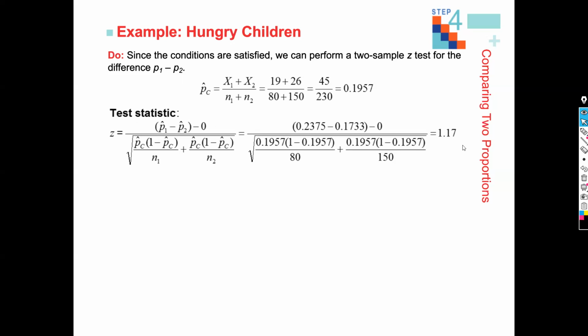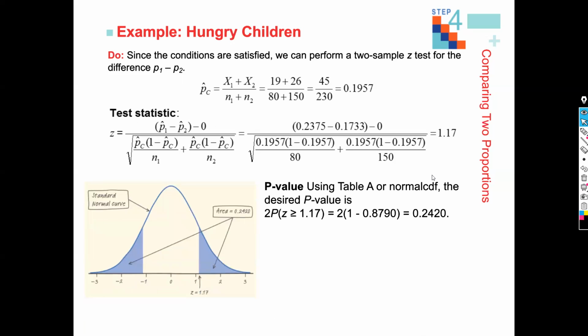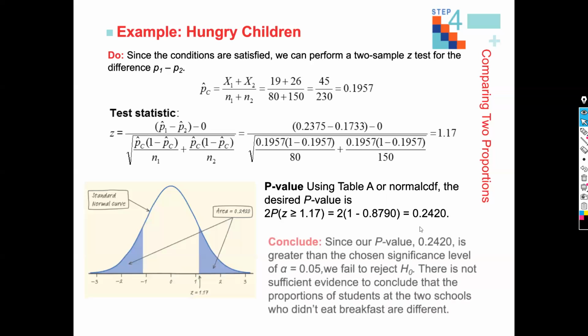So we have that z-score and the probability for the z-score. We would take 2 times that probability. Since it's a two-sided test, we want both tails. And the p-value is 0.2420. That's greater than our alpha level. Fail to reject. Not enough evidence for the alternative.